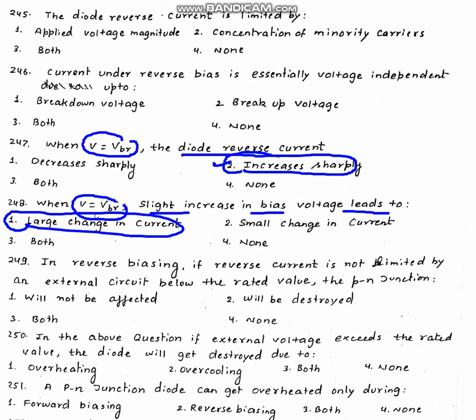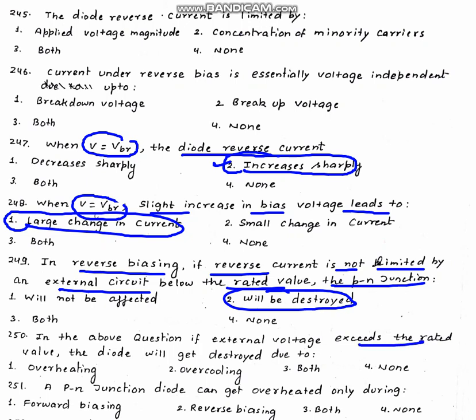Next is in reverse biasing. If reverse current is not limited by an external circuit below the rated value, the PN junction, obviously, will be destroyed due to the large amount of heat produced. Next, in the above question, if the external voltage exceeds the rated voltage, the diode will get destroyed due to overheating. So first will be correct over here.